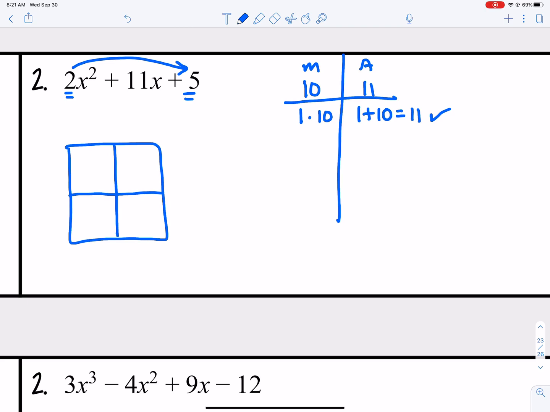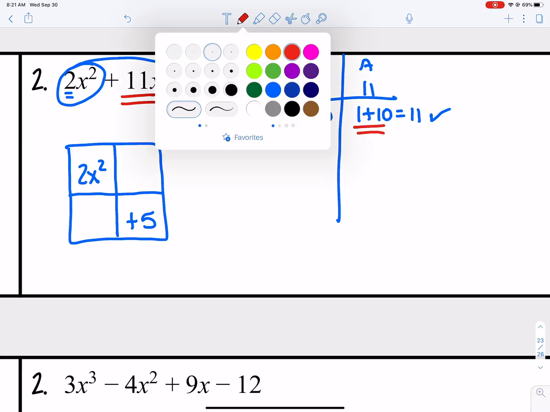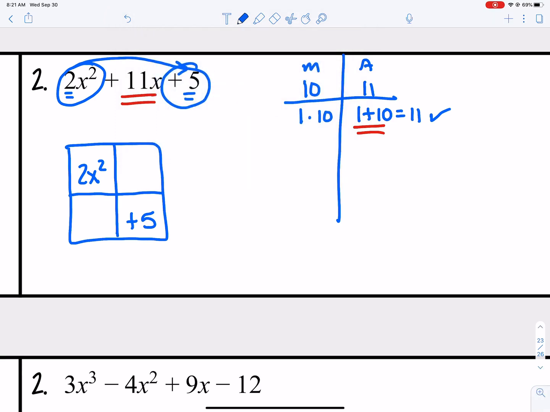So put, again, your first term stays the same. Put it inside the box, the 2x squared. And then put the last term, that positive 5, in the bottom right box. And then those two numbers that you figured out added up to 11, the 1 plus 10, you're going to put those in the other two boxes. It doesn't matter which one you put in which box. So let's put 1x and 10x, one in each box.